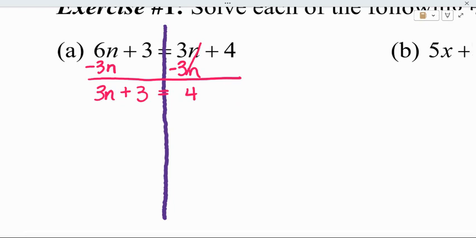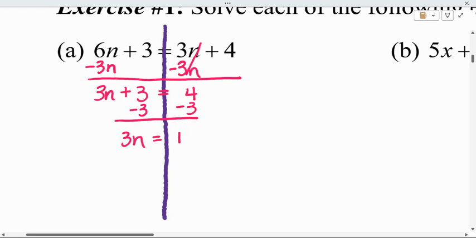Aiden, how do you want to get that 3 moved to the other side? Subtract 3 from both sides. So 3n equals, let's see, 4 minus 3 is 1. Last step, Daniel. How do I get n all by itself? Divide both sides by 3.